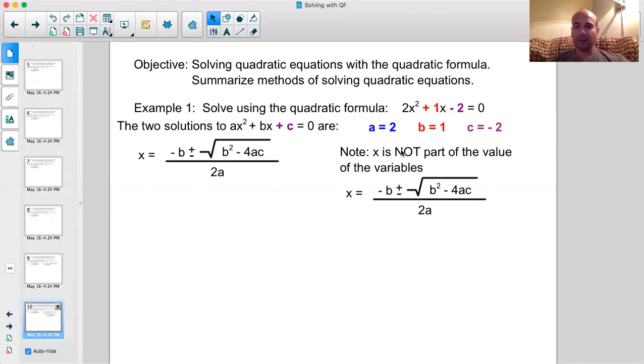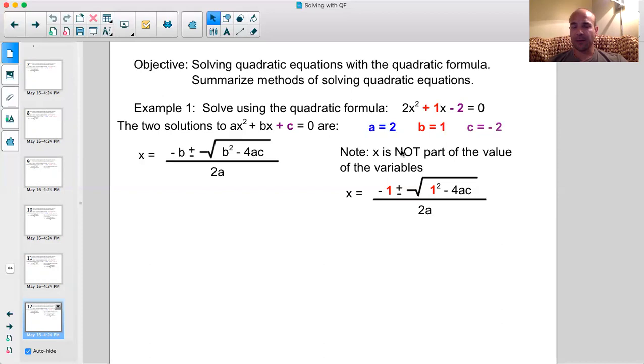So with that in mind, we'll fill in an a where we see an a, b where we see a b, a c where we see a c, and we will simplify the best we can. So we'll start over here. Negative, the numerator is the opposite of b. That's our first term, and that's 1. And then b shows up again underneath the square root symbol. So we are up to this point now. We substituted 1 for b.